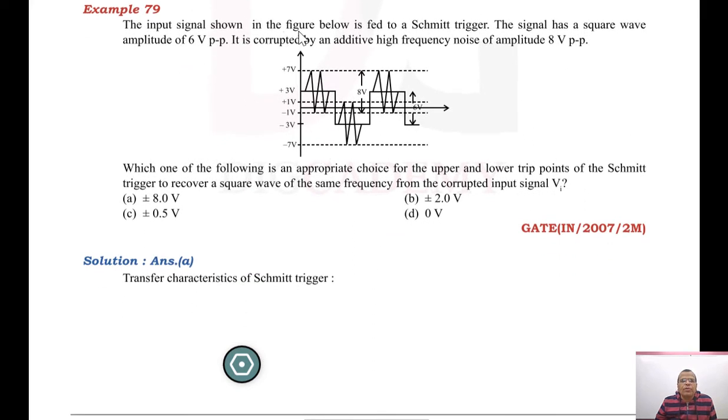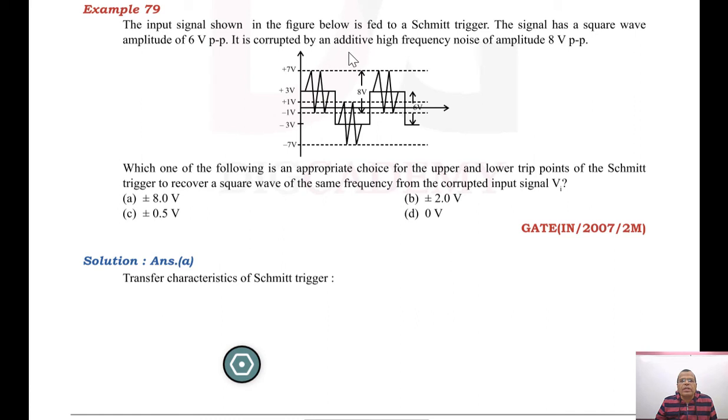The input signal shown in the figure below is fed to a Schmitt trigger. This is the signal which is being fed, right? This is basically a pulsating square wave. The signal has a square wave amplitude of 6 volt peak to peak. So this is a signal from minus 3 volt to plus 3 volt, this is a square wave, right?